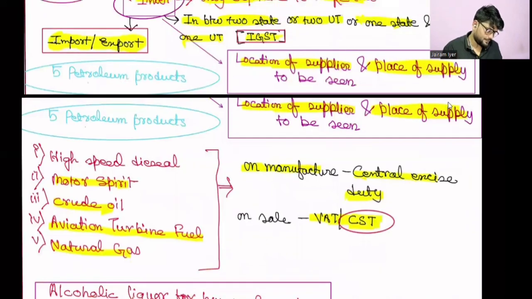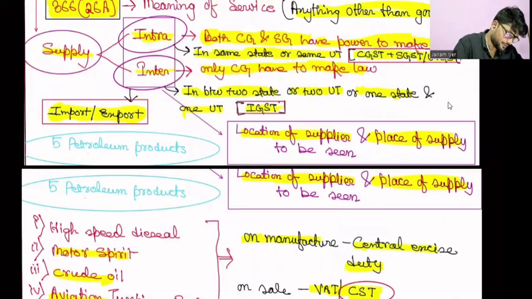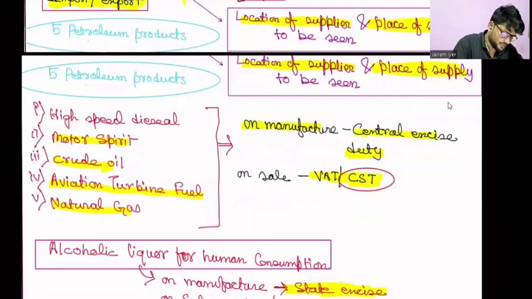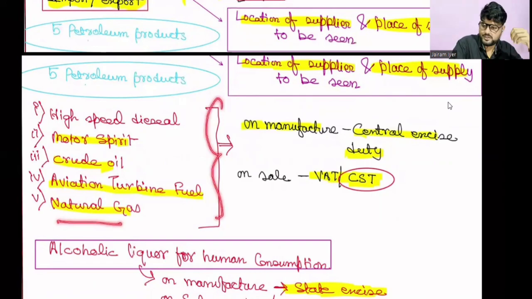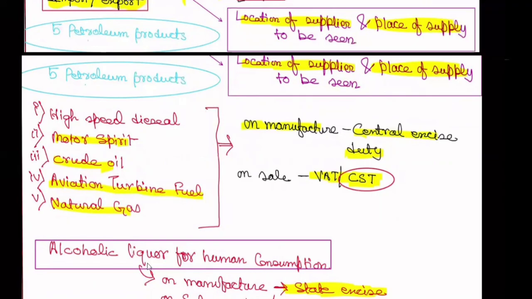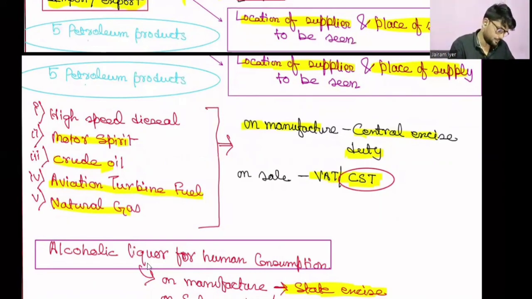Okay, I think we discussed this, that 5 petroleum products like high speed diesel, motor spirit, crude oil, ATF, aviation turbine fuel, and natural gas, they are still out of GST, but they will be inserted in GST as the time will move on. With some later time, but right now on its manufacture, central excise duty is there, and on its sale, VAT or CST is there.